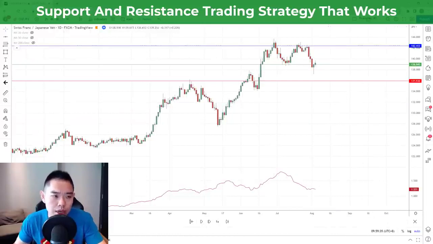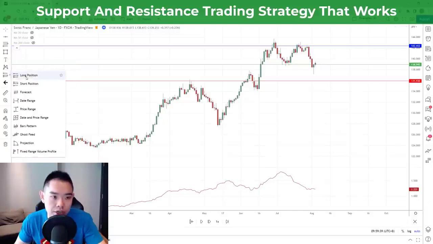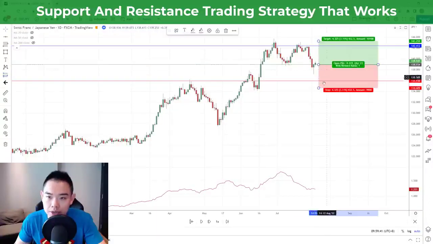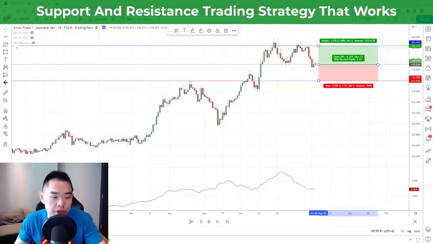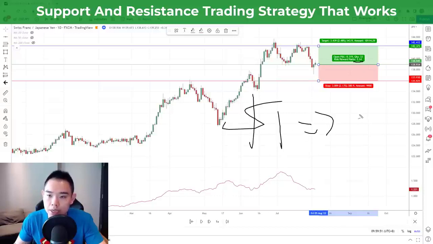Now, if you want to assess this from a risk to reward standpoint, you can actually use this particular tool over here. Click long positions, and you click this over here. This one you should put at your entry point, and this one put at your stop loss level. This one over here, put at your take profit level. And you can see that if you assess this potential trade, it's a risk to reward of 1 to 1.14. This means you're risking $1 to potentially make $1.14 for this particular trade.